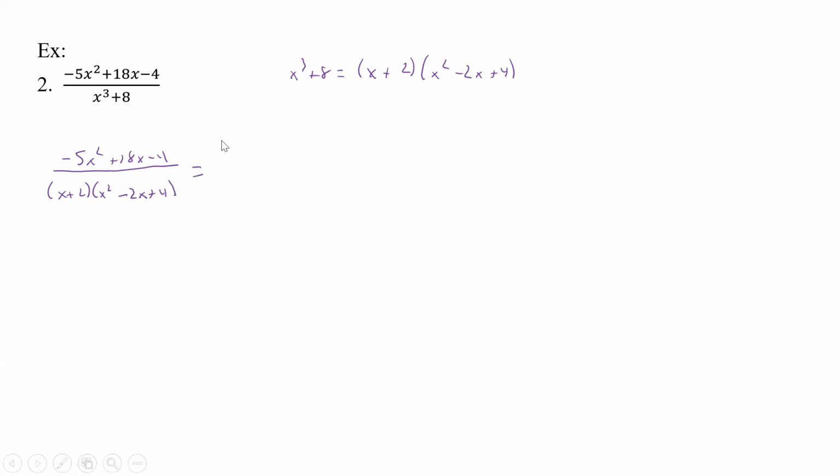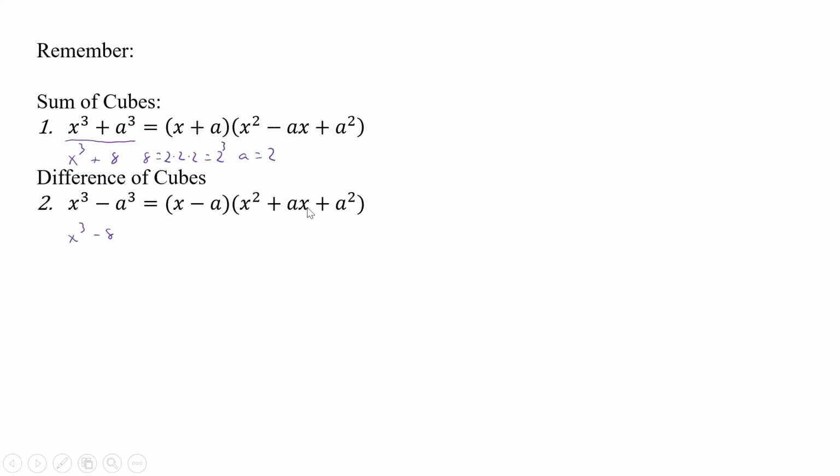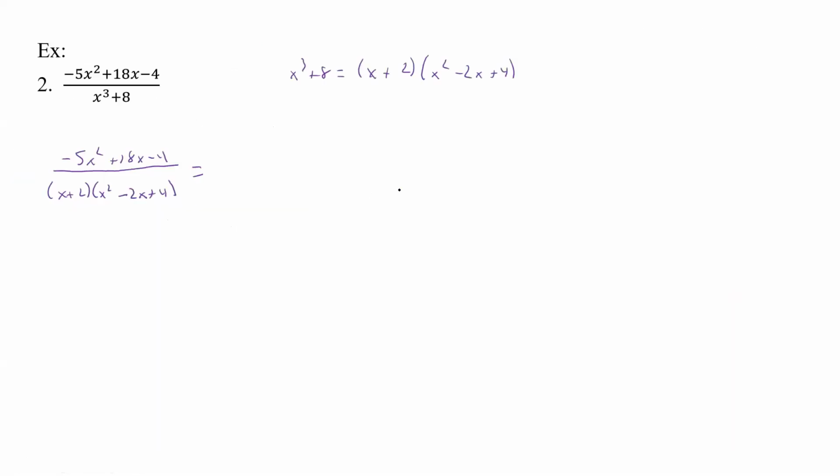All right, so now we're going to do kind of like we did before. And don't forget what we did was we had a over the non-quadratic part, and then bx plus c over the quadratic part. So we have a over the non-quadratic part, which is the x plus 2, plus the bx plus c over the quadratic part, which was the x squared minus 2x plus 4. So that's going to be how we split it apart. And now we just do like we've been doing.